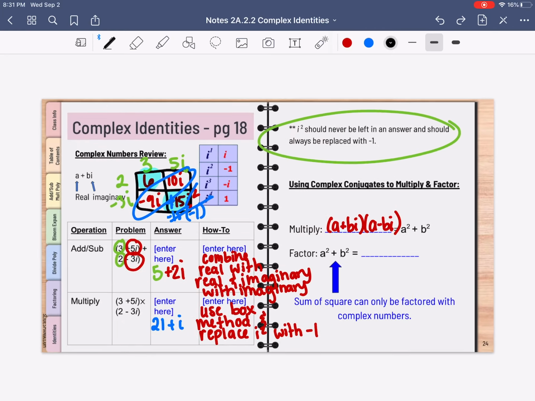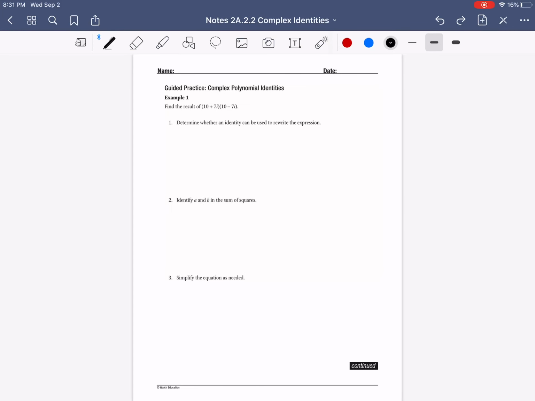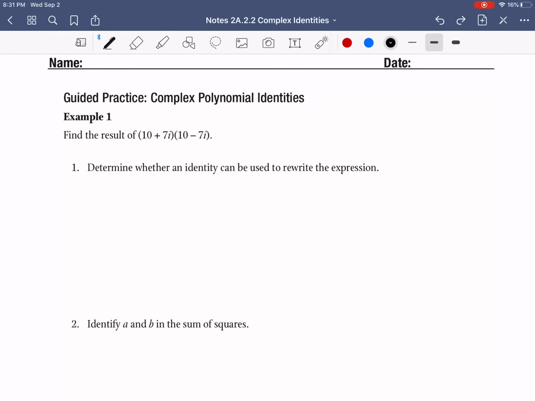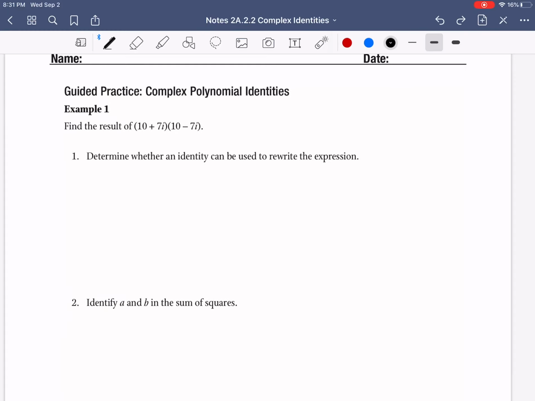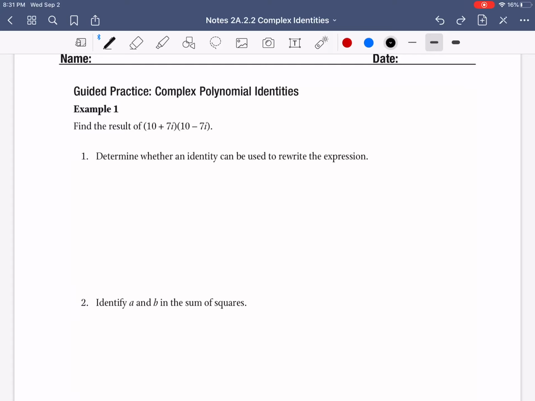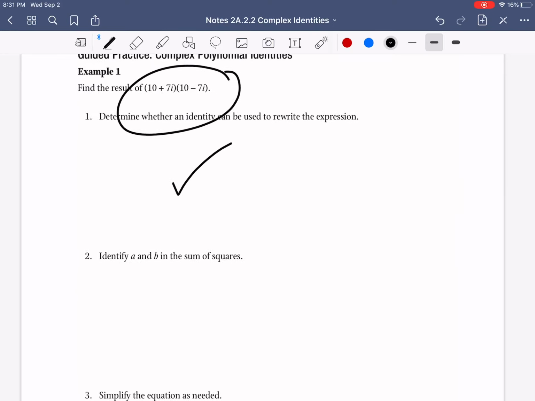So let's go do an example of this. So you guys are going to go to page, I believe it's 49 in your guys' workbook, and we're going to do some examples of this. Okay, so it says determine whether an identity can be used to rewrite the expression. So what they want you to do here is you're just double checking, are these complex conjugates? Okay, so it says 10 plus 7i, 10 minus 7i. Do they look exactly the same? Do they have a plus sign in between? Yes, check. We're going to say yes, we can do it.